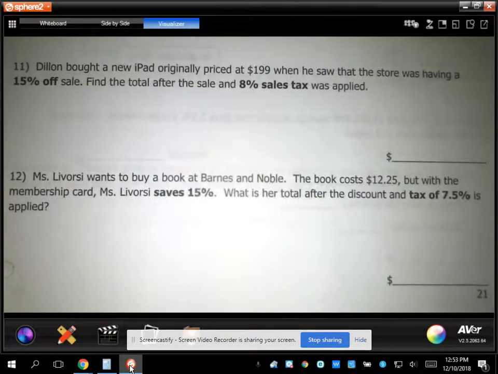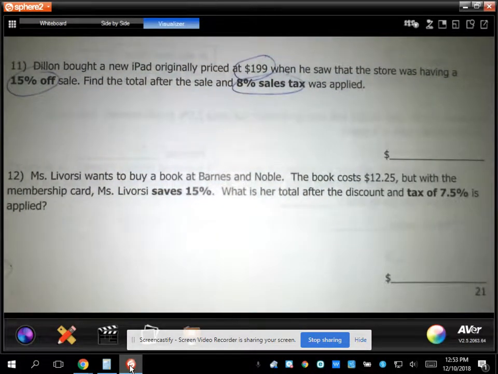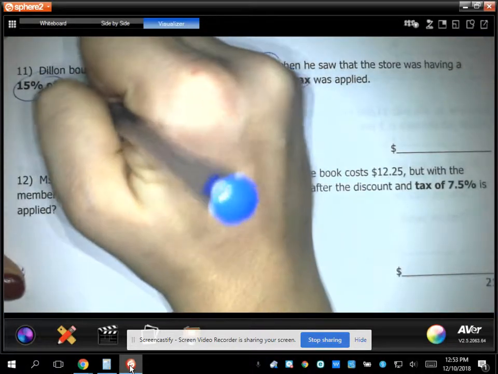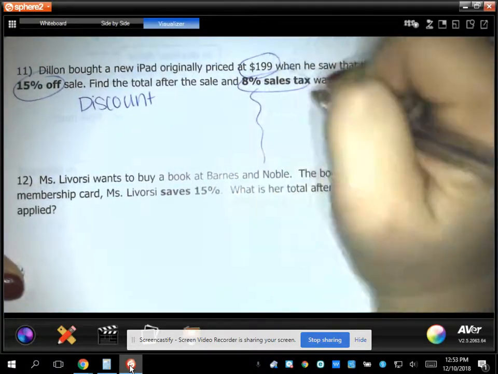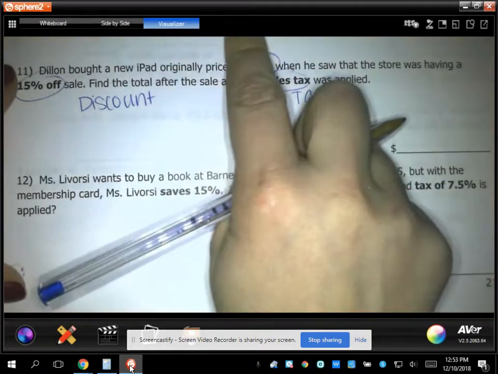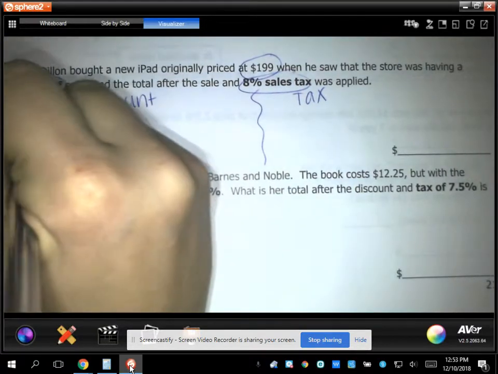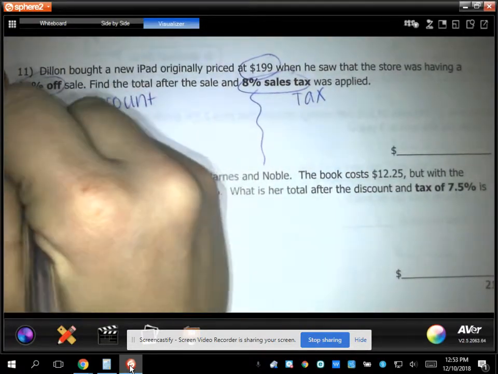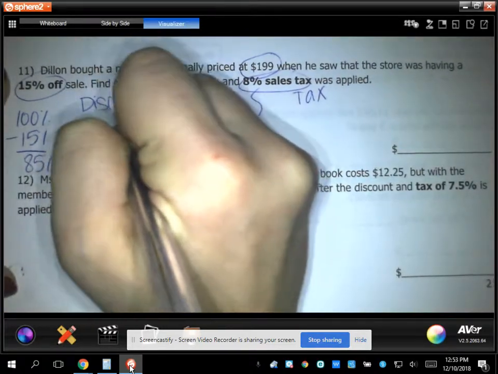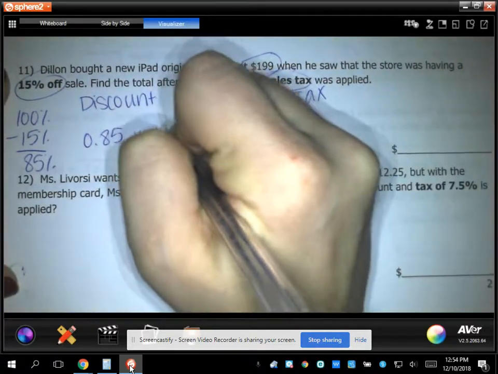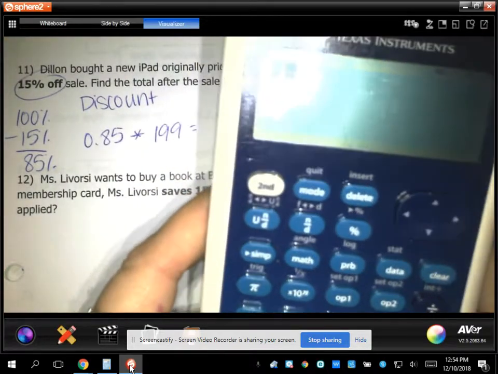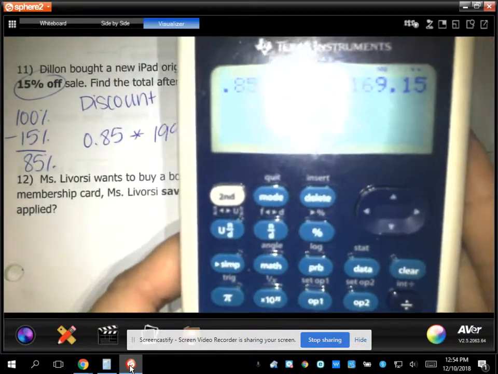All right, number 11. Dylan bought a new iPad that was originally priced $199 when he saw that the store was having a 15% off sale. Find the total after the sale and 8% sales tax were applied. So this is one of those times where I'm going to have to find out what is the discount price, and then I'm going to have to apply tax. So it was originally $199, but then it was 15% off. So he was going to have to pay 100%, but it's 15% off. So he only has to pay 85%. So what is 85% of a price that's $199? So let's see, 0.85 times $199. And that's $169.15.